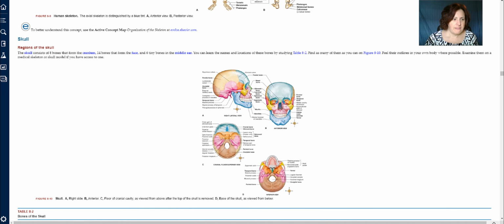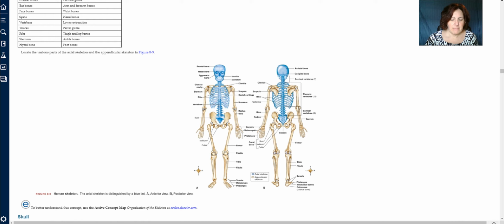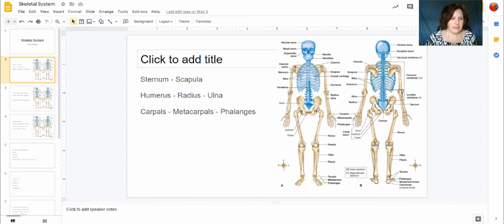So I'm going to stop here and go to another slide. What bones do you need to know? These ones, okay? These are the most common bones, and I know this is not going to be a short list, but you have a lot of bones, and they're all kind of important.